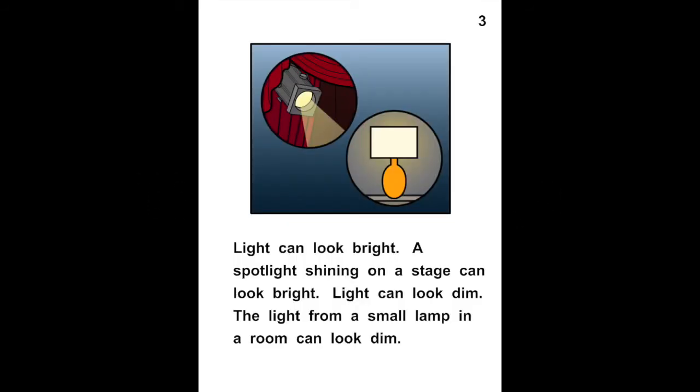Light can look bright. A spotlight shining on a stage can look bright. Light can look dim. The light from a small lamp in a room can look dim.